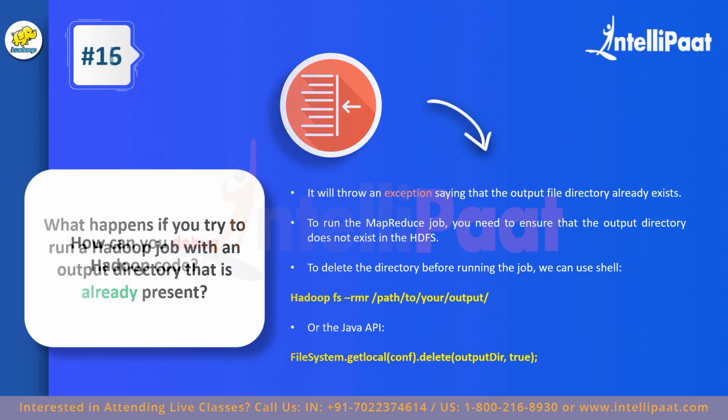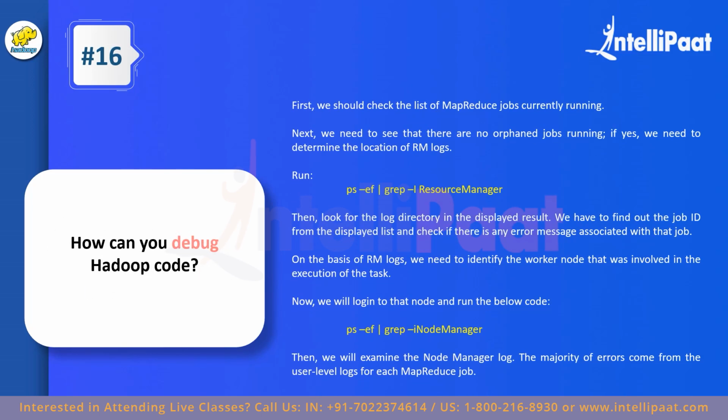Now, coming to question number 16, it states, how can you debug Hadoop code? To debug Hadoop code, one very important step you always have to take is to check the list of the MapReduce jobs that are currently running. Once you see the logs and all the jobs that are being run, make sure that there are no orphan jobs running. If they are, find the location of the RM logs and check them out, especially when you run the command given on your screen, with the resource manager.